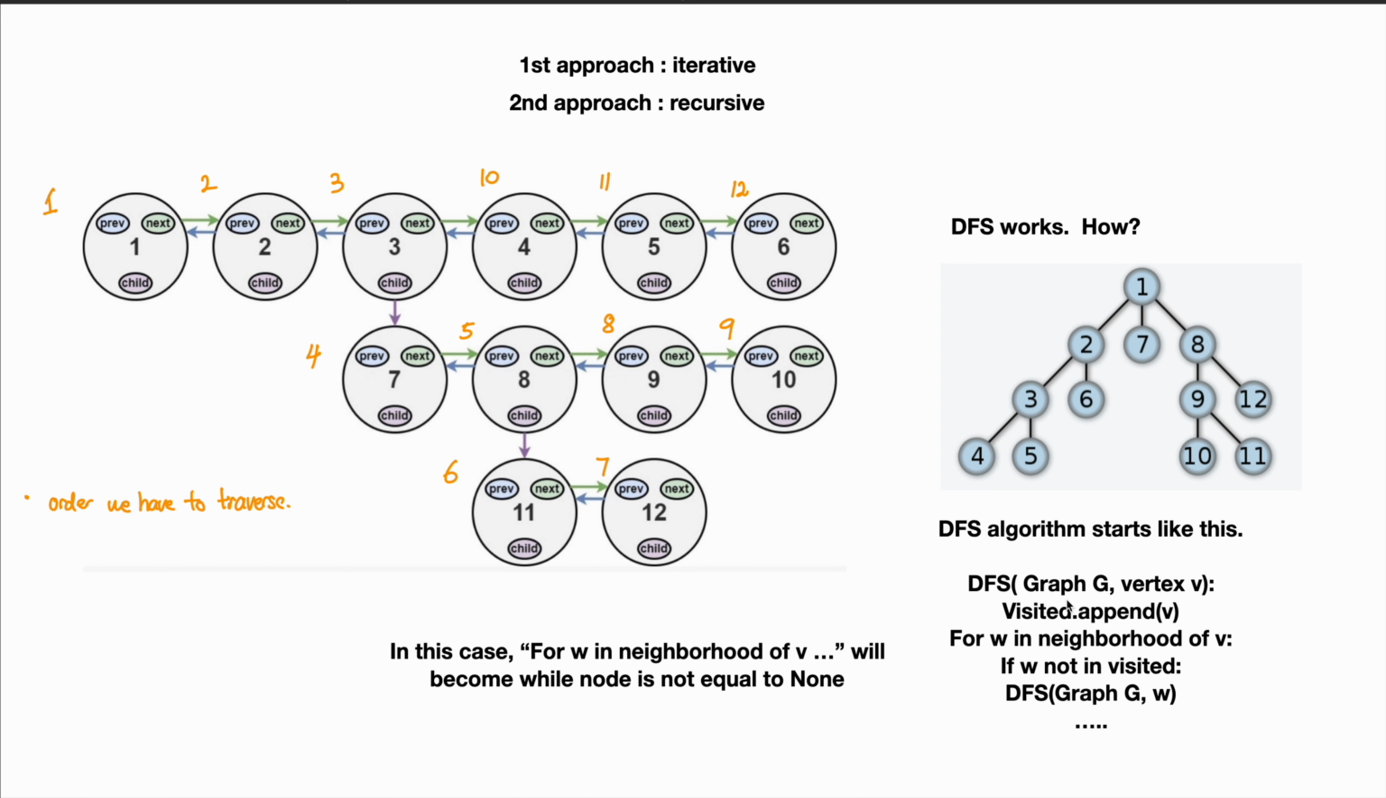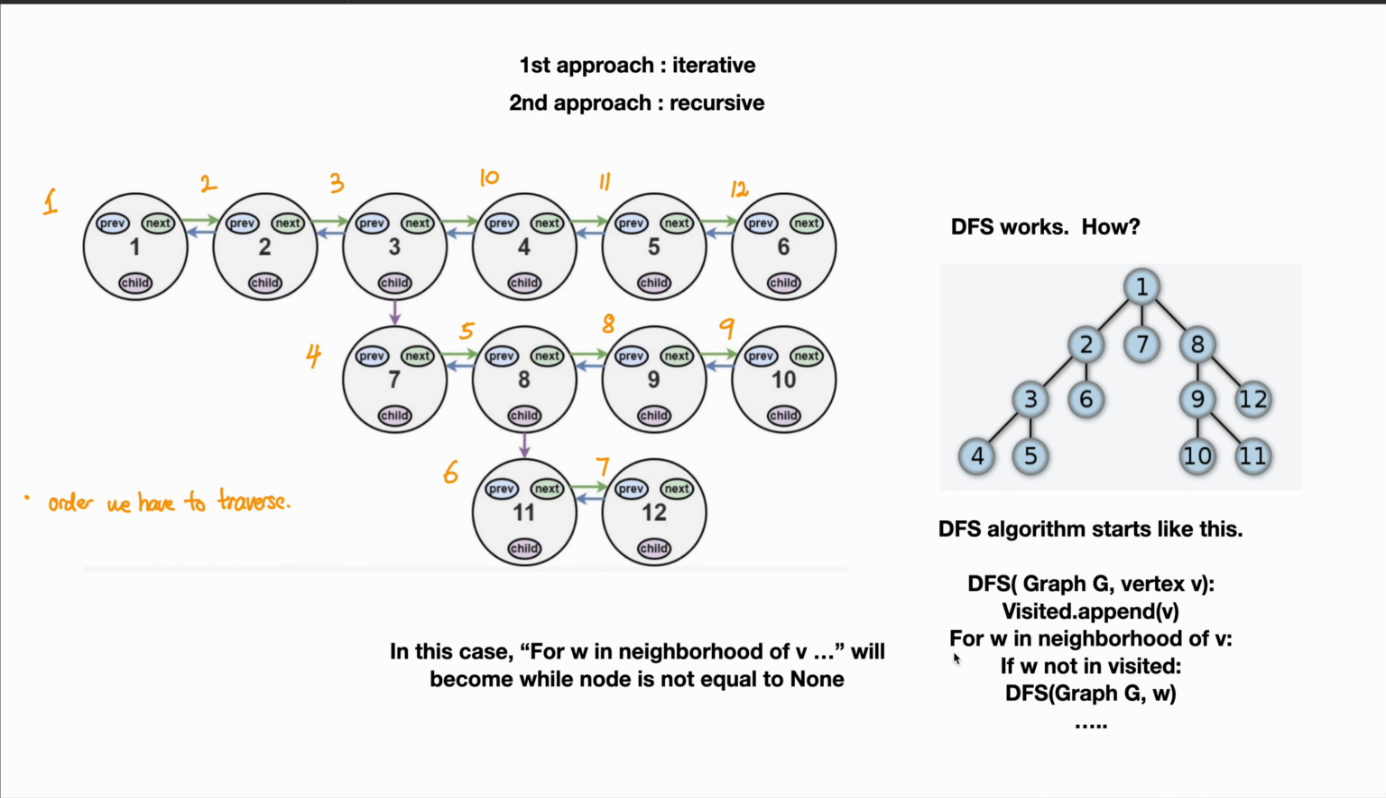You have a DFS of graph G, vertex V will be this 1, and we come up with an array called visited, and we append this 1, and then for W in neighborhood of 1, there will be 2, 7, and 8, and if they are not visited we run DFS on this guy. So while this problem is not exactly identical to this graph structure, it is very similar.